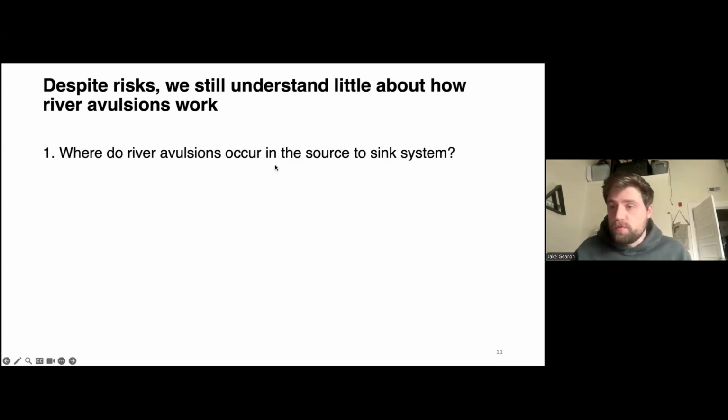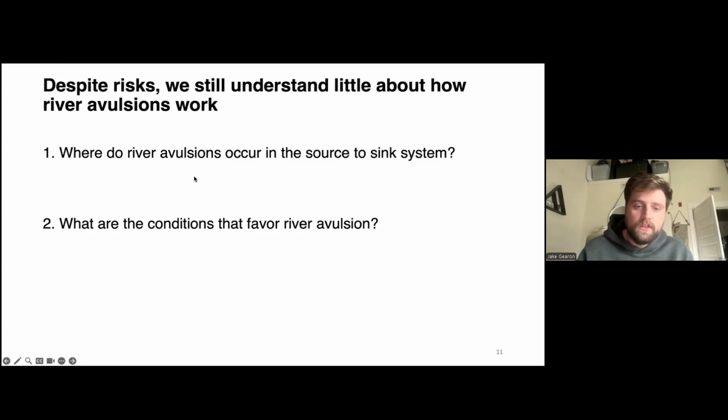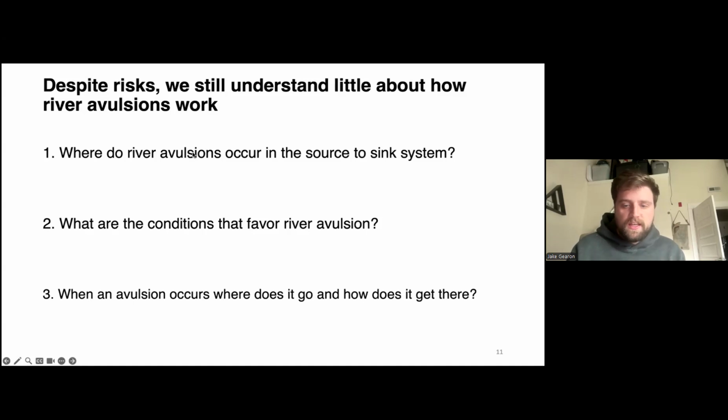So we're going to talk about three questions. One is simply where do river avulsions occur in the source to sink system? Secondly, what are the conditions that favor river avulsion, that precede it? And of course, this debate goes back in our community. And three, when an avulsion occurs, where does it go and how does it get there? We're going to talk about river pathfinding post-avulsion.